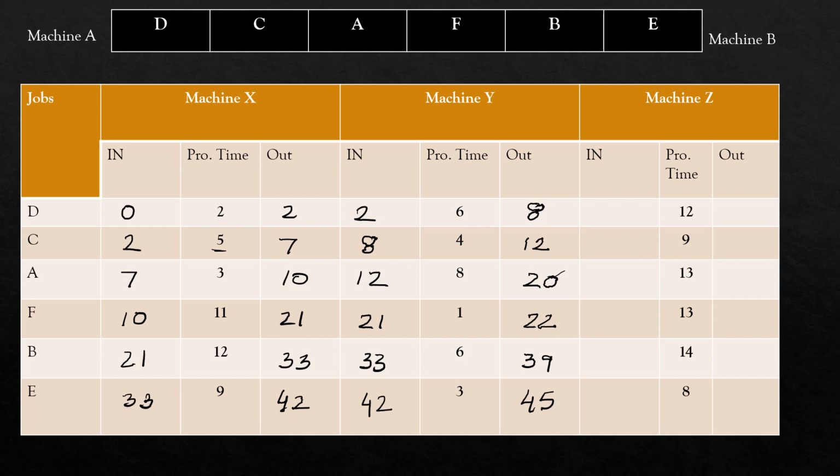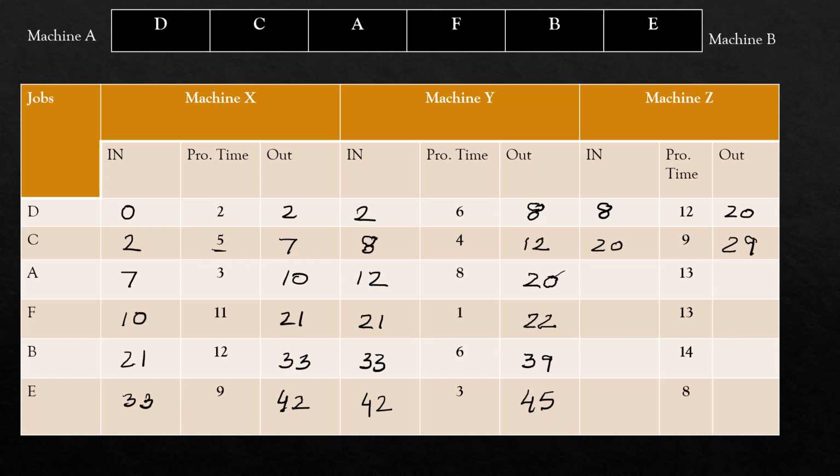Now let us do this calculation for machine Z. So machine Z cannot perform its operations till the time D gets processed on machine X and machine Y. So it will take a total of 8 hours. So after 8 hours only, you can start processing on machine Z. And it will take 12 hours. So 8 plus 12 is 20, right? Then it is getting free at 20, so it will take C at the 20th hour only. 9 hours, it becomes 29.